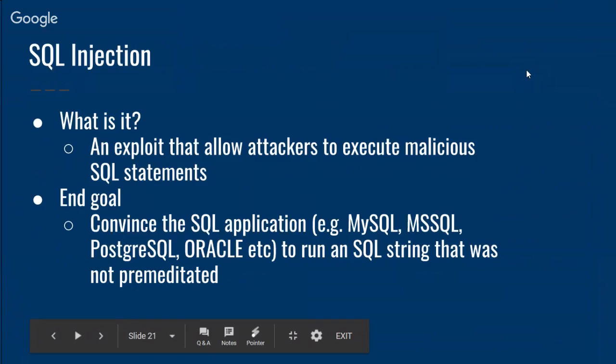The first vulnerability that we'll be covering is SQL injection. It is an exploit that allows attackers to execute SQL statements. The end goal is to convince the SQL application, which is any database of your choice, to run a SQL string that was not premeditated. A typical web application that you might create in Orbital would have connections to a database to retrieve data such as a list of users or any other information. The SQL statement is used to fetch data from the database. Injections occur when the user input isn't sanitized properly, and it allows the attacker to change the database structure, the results, or the query that is supposed to run in order to fetch the data.